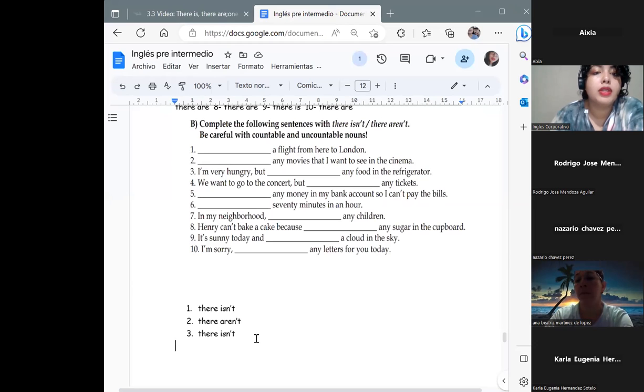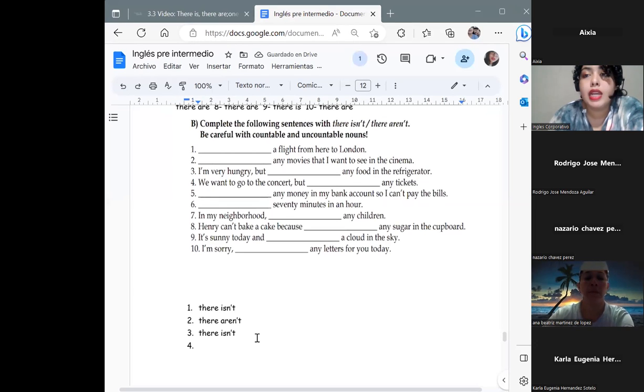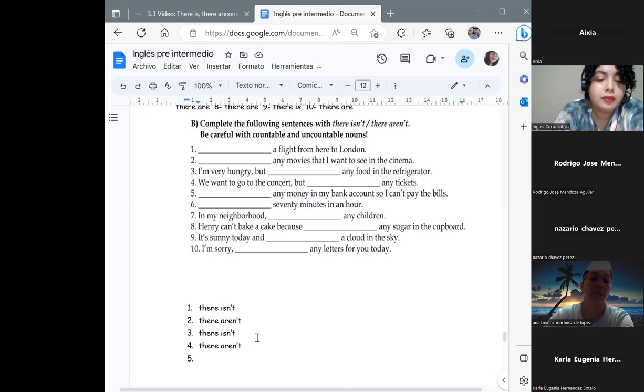Number four, we want to go to the concert, but any tickets? There isn't or there aren't? There aren't. There aren't any tickets. No hay ningún ticket. Number five, any money in my bank account so I can pay the bills. No tengo dinero en la cuenta bancaria, no puedo pagar las cuentas. Remember that money is an uncountable noun. So there isn't or there aren't? There isn't. Very good.